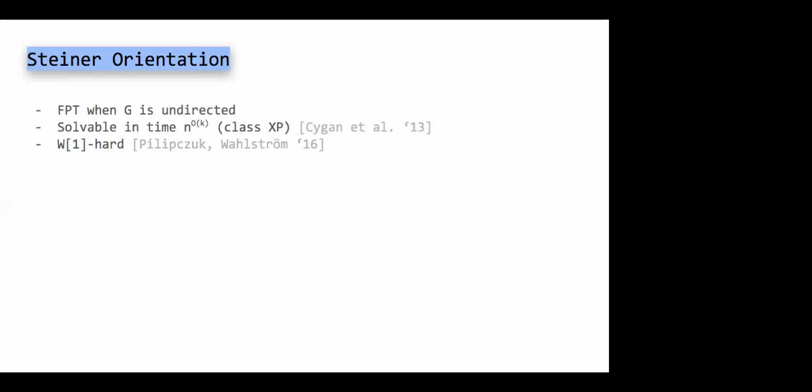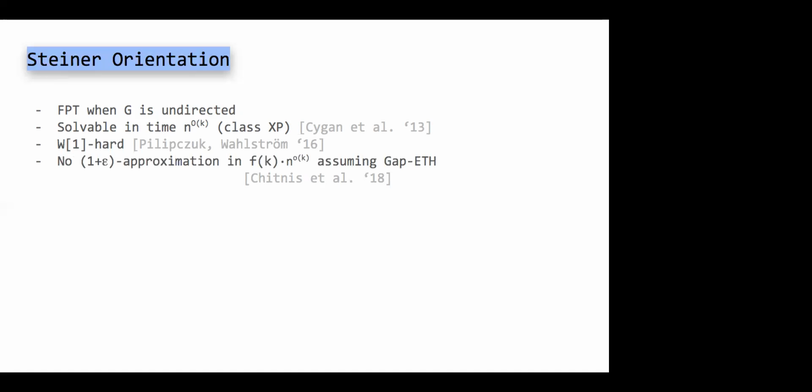So what is known about this problem? It is way easier when the graph is undirected, so we don't have any pre-oriented edges. Then the decision problem of whether all requests are satisfiable is polynomial-time solvable, and the maximization version is FPT. In the general case, the problem belongs to the class XP. And as I already mentioned, it is known to be W[1]-hard.